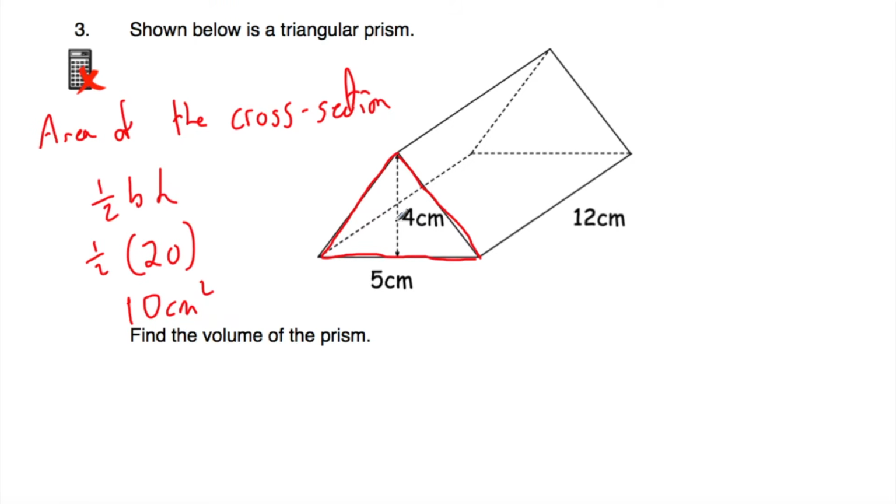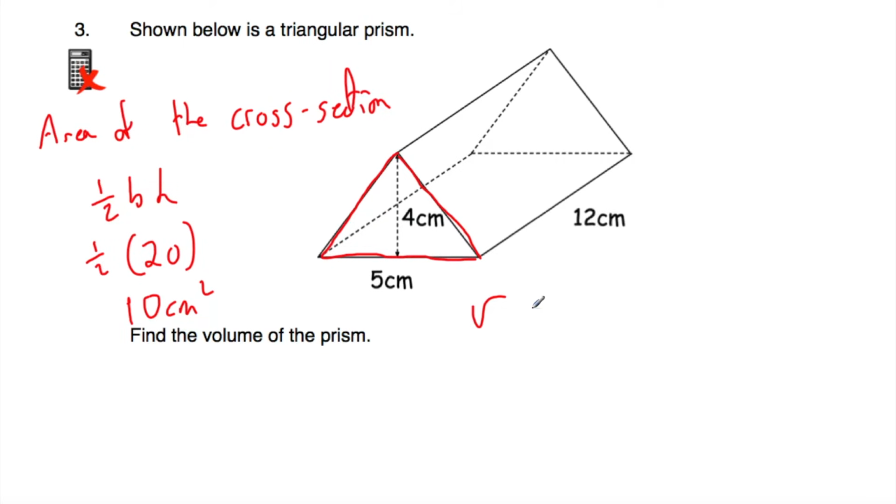It's very important you know how to find the area of a triangle if you want to find the volume of a prism. So you do the base times the height and then half it, or half the base times the height, or half the height times the base, but making sure you just half them once. So the area of this triangle, the cross section, is 10 centimeters squared.